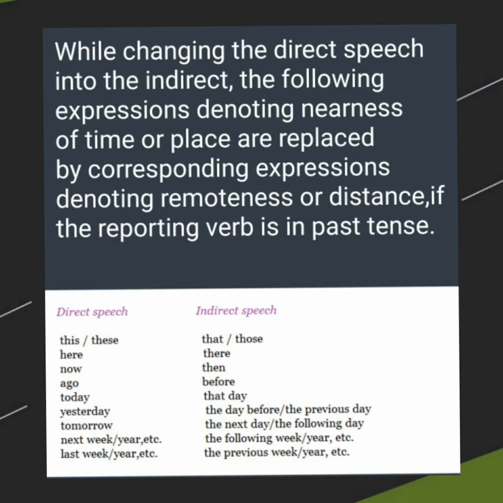This and these should be changed into that and those. Here, there, now, then, ago, before, today, that day, yesterday, the day before or the previous day, tomorrow, the next day or the following day, next week or next year, the following week or following year, etc. Last week or last year should be changed into the previous week or the previous year.